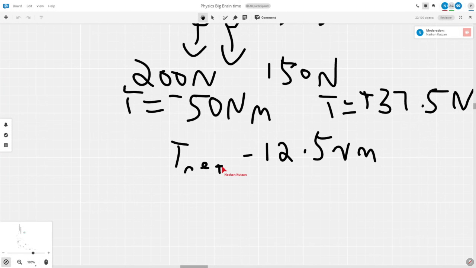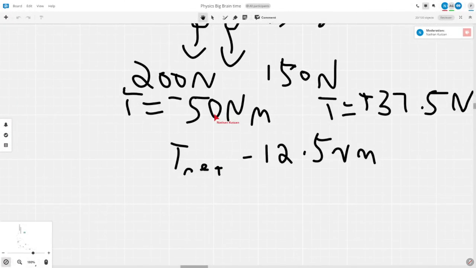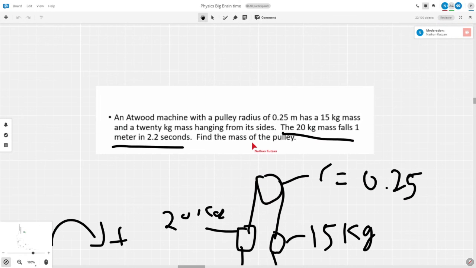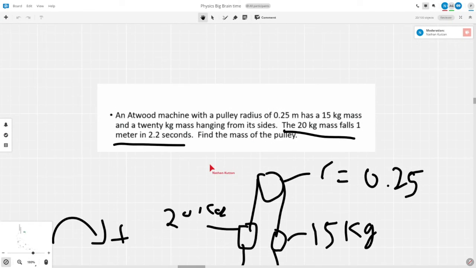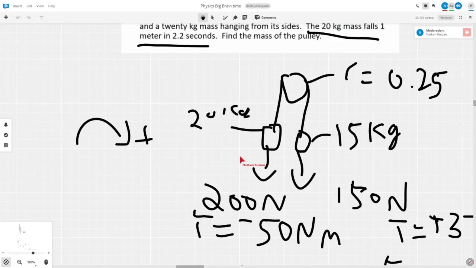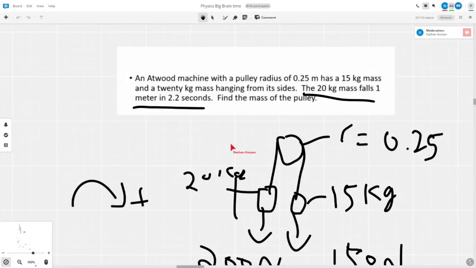linear acceleration. So first of all, it says the 20 kilogram mass falls 1 meter in 2.2 seconds, right? And we know that its initial, let's get the acceleration of the mass. So does anyone know how we would get the acceleration of the 20 kilogram mass, if we know it falls 1 meter in 2.2 seconds?